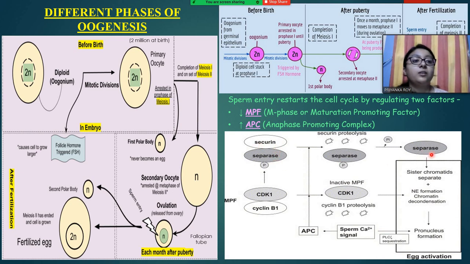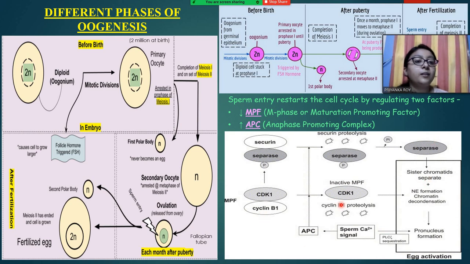Separase is the protein responsible for separating the sister chromatids in the anaphase stage. Separase is inactivated by securin binding. So APC also helps in the proteolysis of securin, thereby activating the separase protein. This separase, when non-phosphorylated, so you can see that dephosphorylation has occurred, when the phosphorylation has been removed, then the separase becomes active and sister chromatids are separated.